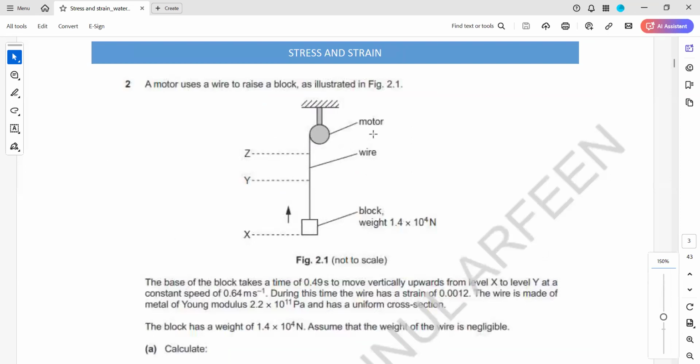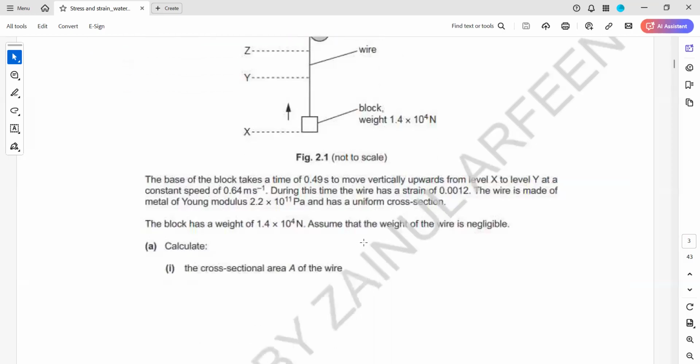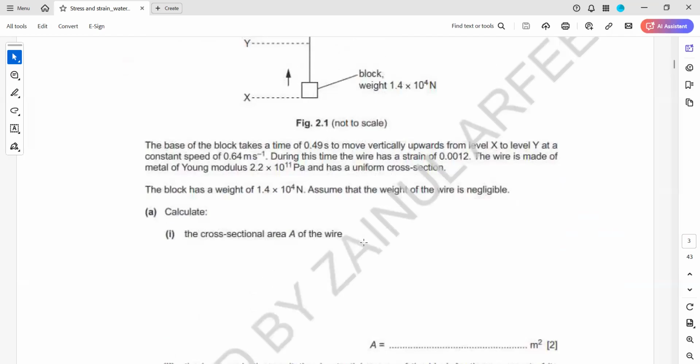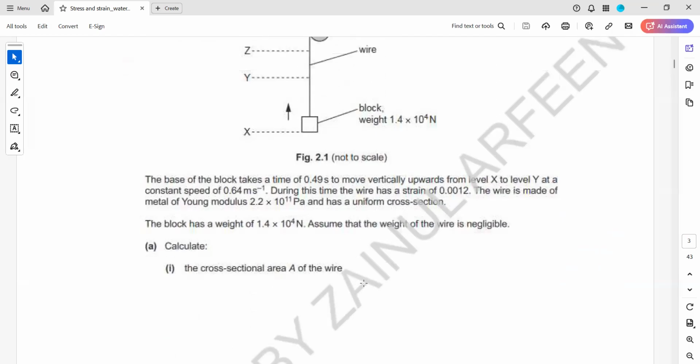A motor uses a wire to raise a block as illustrated in figure 2.1. A motor is there. The wire positions are labeled X, Y, and Z. The weight of the block is 1.4 exponent 4 Newton and the figure is not to scale. The base of the block takes about 0.49 seconds to move vertically from point X to Y. During this time, the wire has a strain of 0.0012.